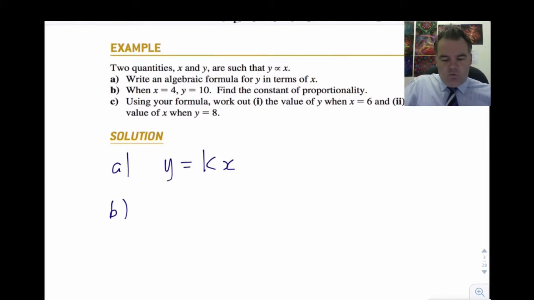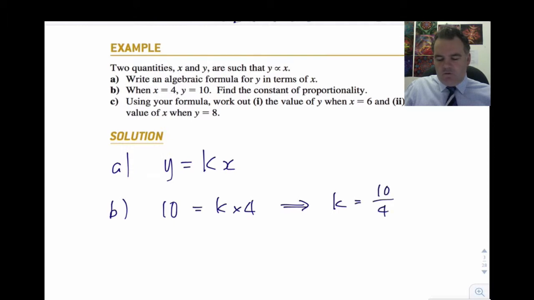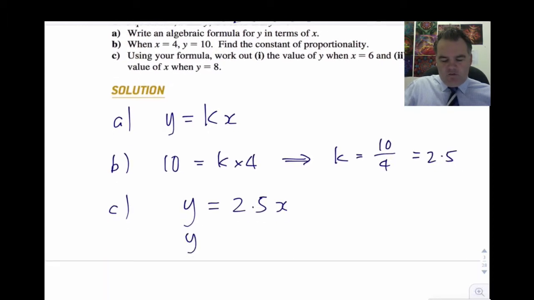So when x equals 4, y equals 10, we can do this. And so that implies that k is equal to 10 over 4, or you could say 2.5. And then, a lot of questions then say, well, work out the value of y when x equals 6. So the value of y when x equals 6, now we know the relationship y equals 2.5x, we can say y is equal to 2.5 times 6.